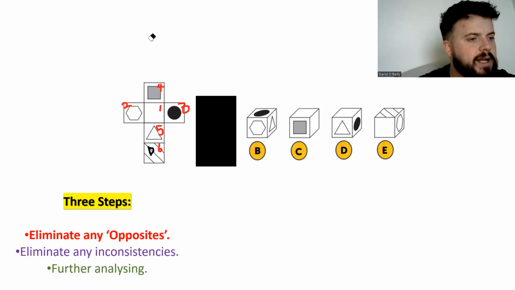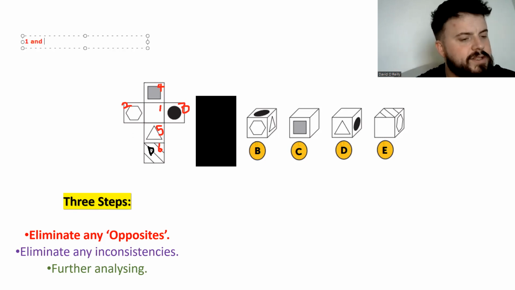You know what I'm going to do really quickly? I do apologize that I haven't done this. I'm just going to remind you of the opposites. So we've got 1 and 6, 4 and 5, 2 and 3.